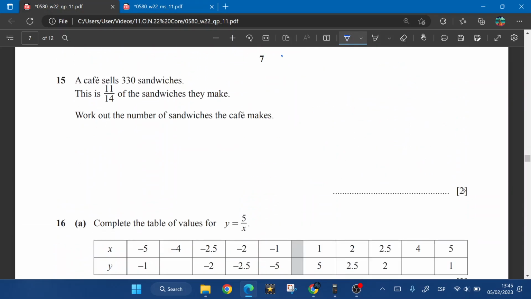Question 15 is about selling sandwiches. Okay, let's look at this fraction. 11 out of 14. What does it mean? Okay, this means if they make 14 sandwiches, they sell 11 of them. I don't know what they do with the other 3.